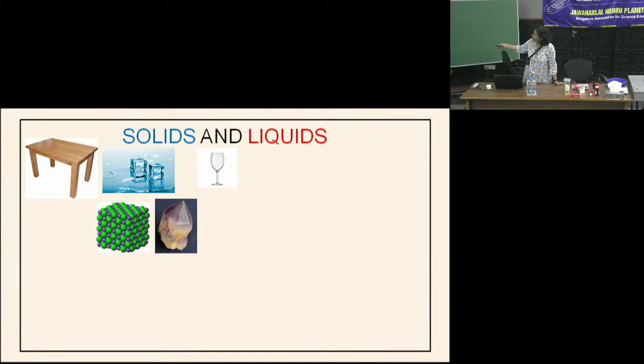So here you see some pictures. You see a table. You see an ice cube that's unfortunately melting. You see glasses. This is a sodium chloride crystal. This is a tourmaline crystal. But then what do you understand by a solid? Yes? They're all together. They're very close packed, right? They're all jammed together. That's correct. That's very correct.